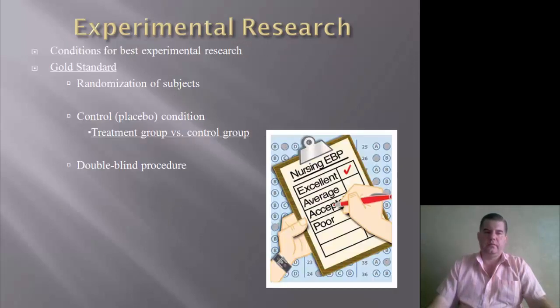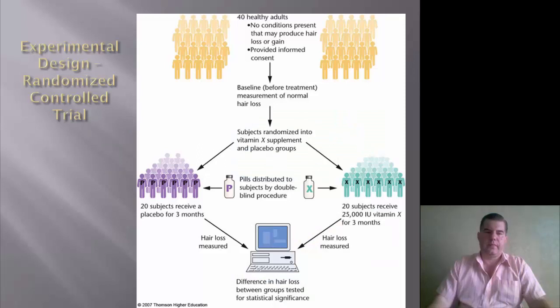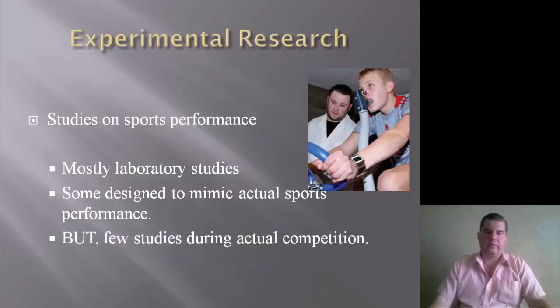Experimental research. Conditions for the best experimental research, the gold standard: randomization of subjects, control, placebo, conditioned double-blind procedure. Experimental research. Studies on sports performance are mostly laboratory studies, some designed to mimic actual sports performance, but few studies are done during actual competition.